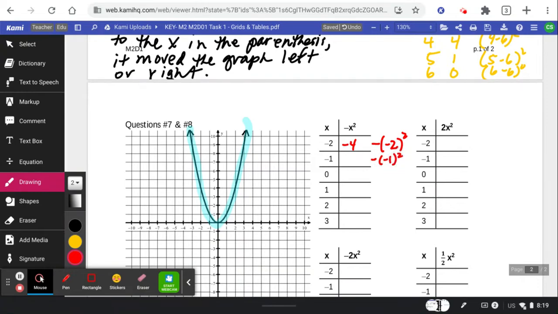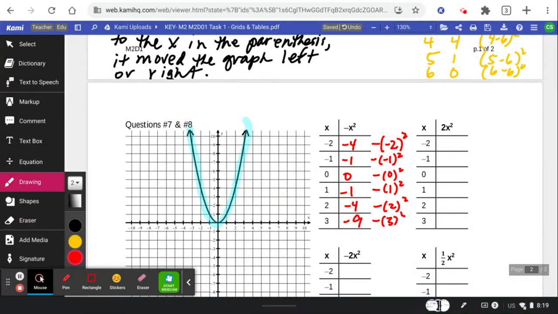1 squared is going to become 1, but there's a negative out front. So my output's now negative 1. Negative 0 squared is just 0. Negative 1 squared is 1 with a negative out front. Negative 2 squared is 4 with that negative out front. And negative 3 squared is negative 9. So we've got all these negatives now. Let's go see what happens on the graph.